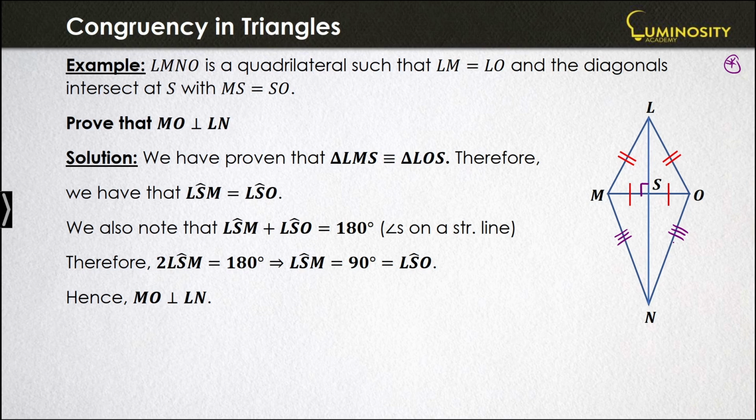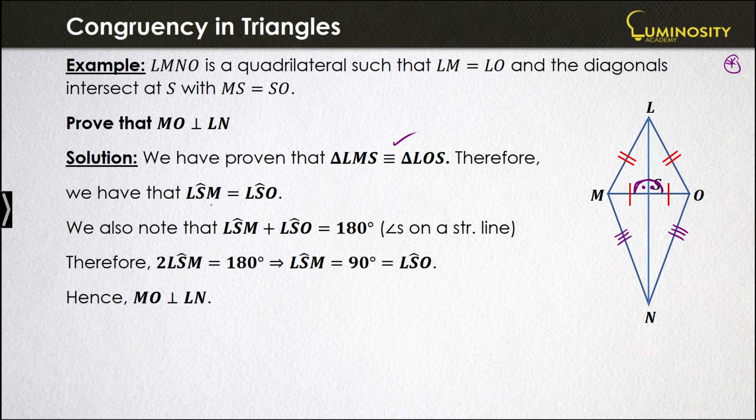So we've proven that triangle LMS and triangle LOS are congruent. That was the first thing we did. So angle LSM must equal angle LSO by congruency. So that means this angle and this angle must be equal to each other by congruency. But we note that if you add these two angles, they must give you 180 degrees because MO is a straight line.